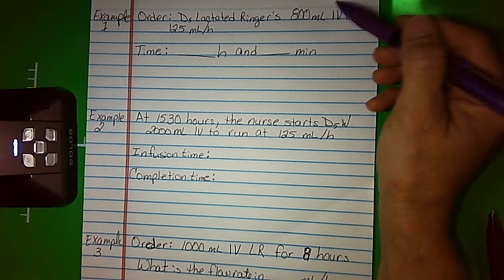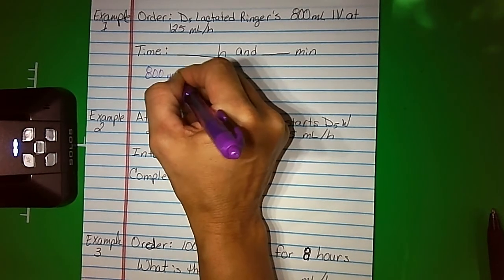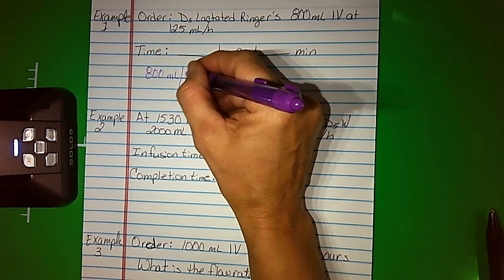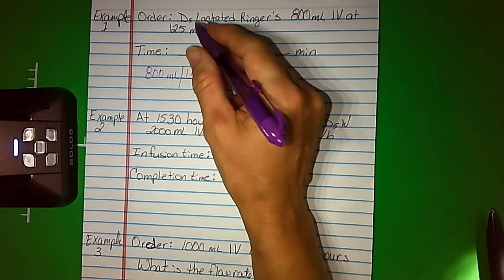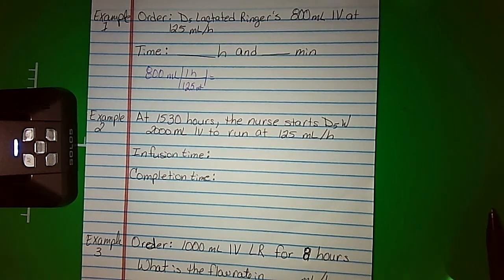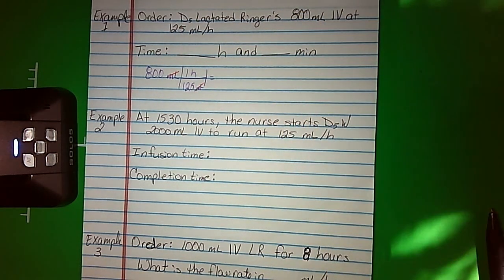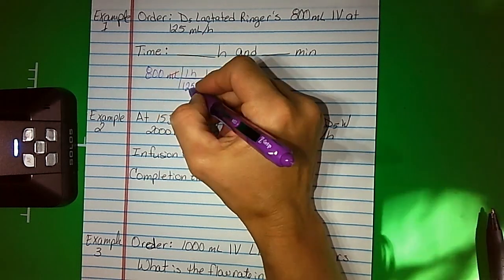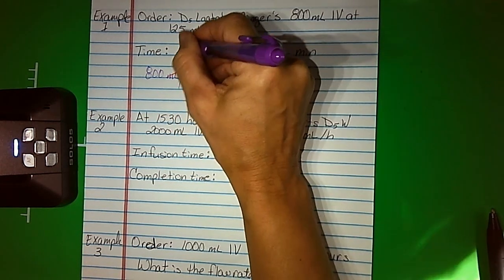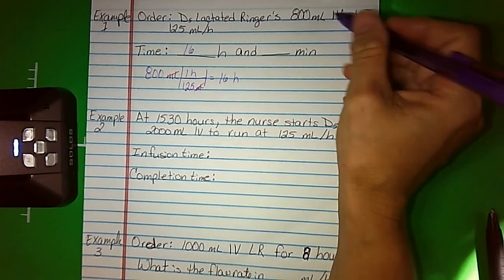So what I'm going to have to do is take my order, which is 800 milliliters, and set up my conversion. I'm solving for time, so that means the hour needs to go on top. And that puts the milliliter in bottom. And I can take my red pen and say, boom, boom, milliliters reduced. I'm left with hours. I did great. 800 divided by 125 is 16 hours. So it's going to take 16 hours to infuse this whole thing.